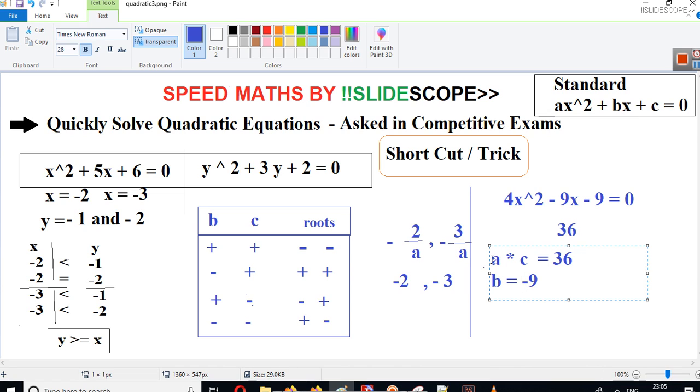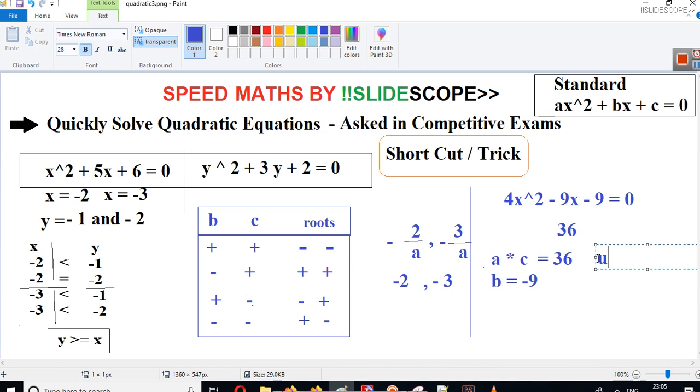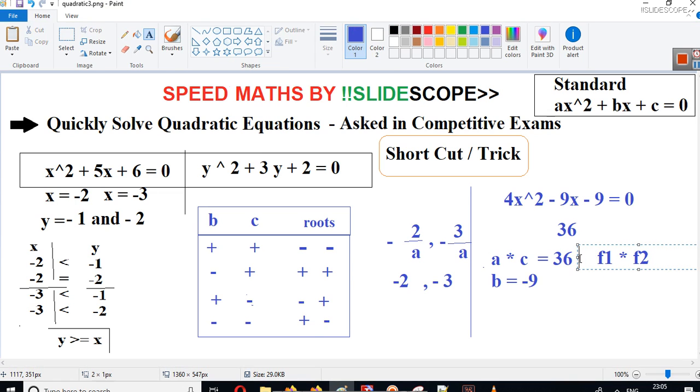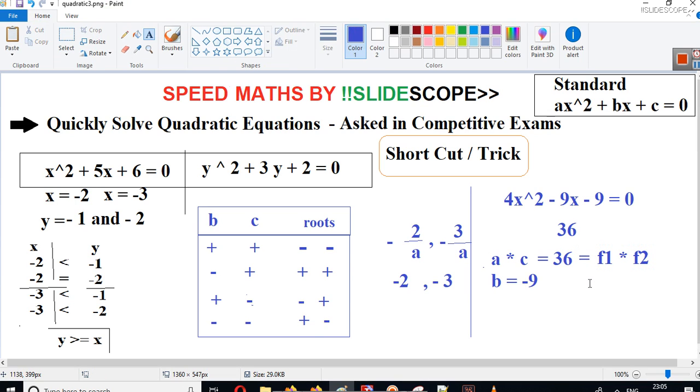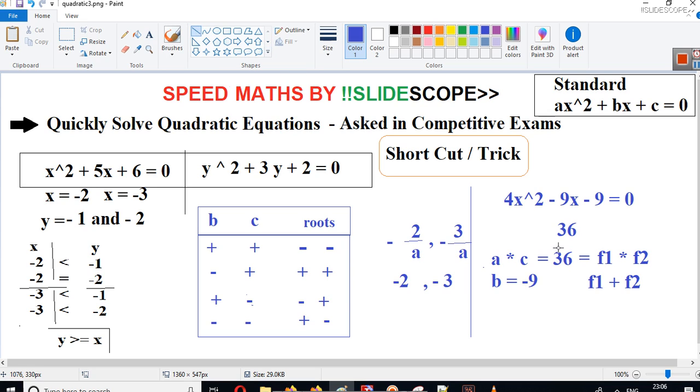So you have to find, let's say, f1 and f2 as our two factors. f1 and f2 should be such that f1 into f2 should be equal to 36 and f1 plus or minus f2 should be equal to 9. So I will put a minus sign here so that you can see. So f1 plus or minus f2 should be minus 9, right?